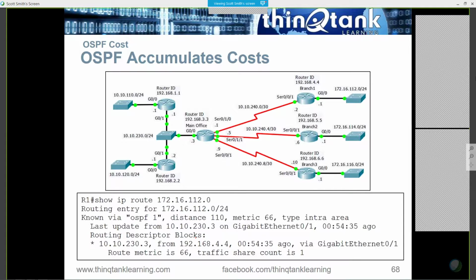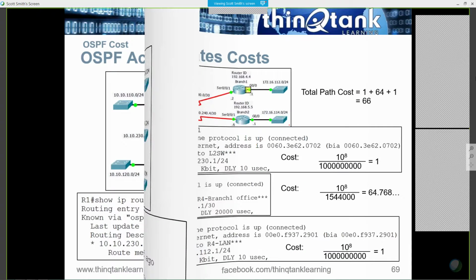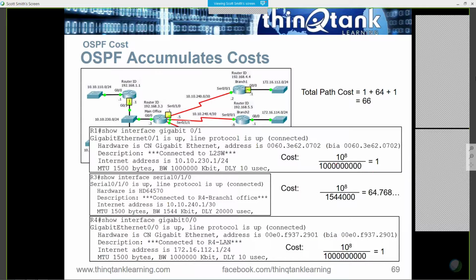All right? This is the same way of looking at a route. In this case, we're on router 1. Router 1 is right here. Going to the 112 network, metric of 66. Well, guess what? We got this link, which is a cost of 1. We already determined that these links are a cost of 64, and this link is a cost of 1. That equals 66. I love working with the metric in OSPF because it's so simple. Here's a visual representation of that. Bandwidth, bandwidth, bandwidth. Put those in the formula, add them together, that equals my overall path cost.